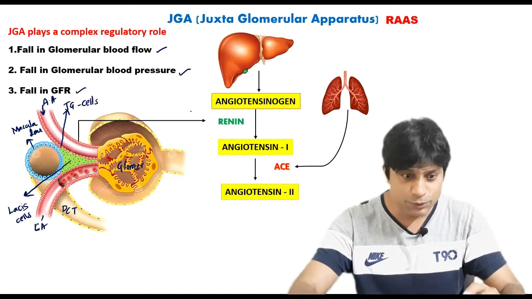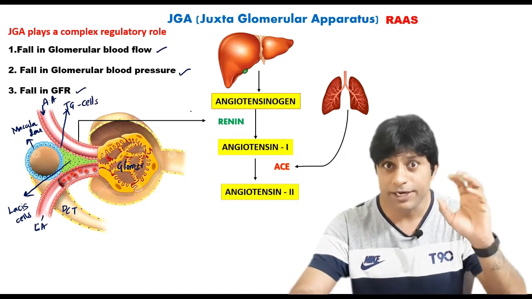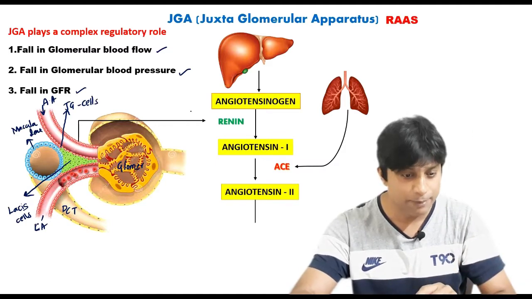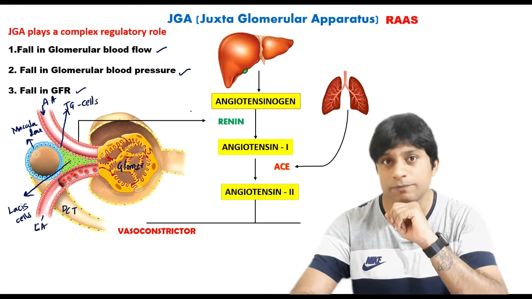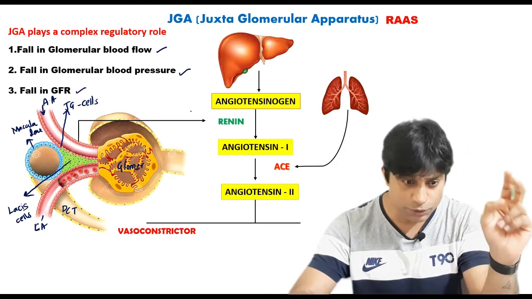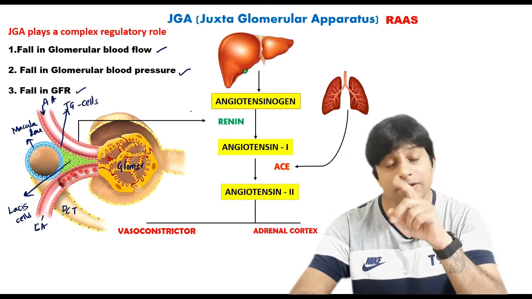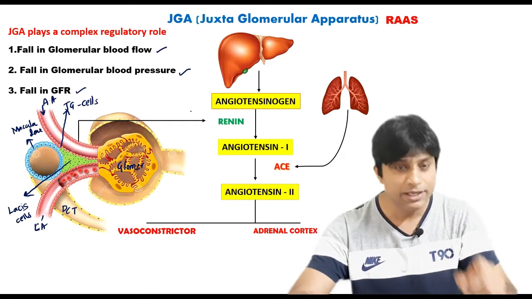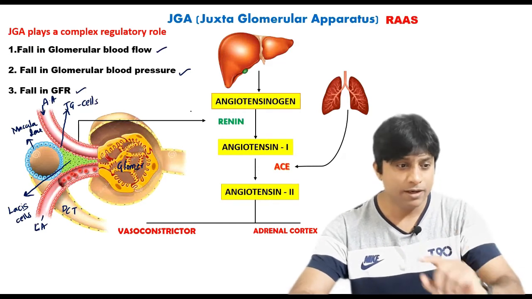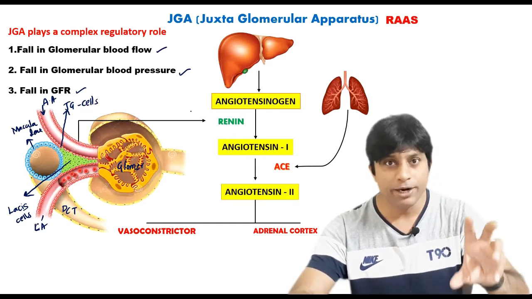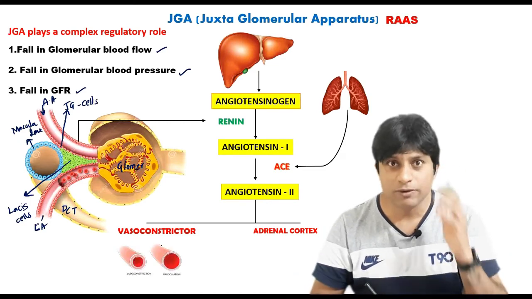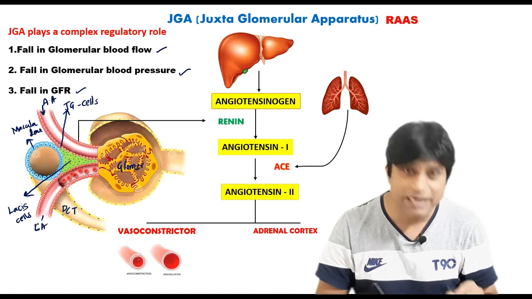Once angiotensin 2 is formed, it is a very powerful vasoconstrictor. It performs two functions. Number one, vasoconstriction, because I said it is a very powerful vasoconstrictor, and also angiotensin 2 acts on the adrenal cortex. So let us see how, as a vasoconstrictor, it helps in regulating the amount of body fluid. First, listen, as I said, this is a powerful vasoconstrictor. It constricts the blood vessels.